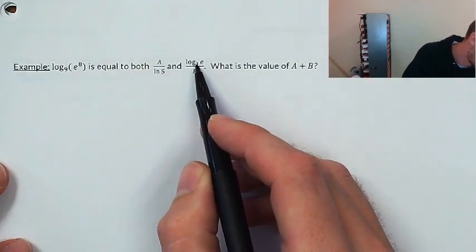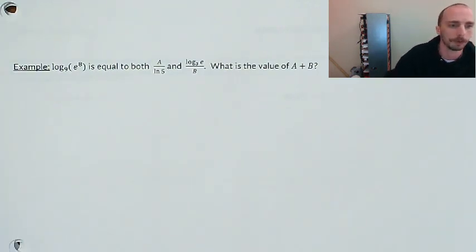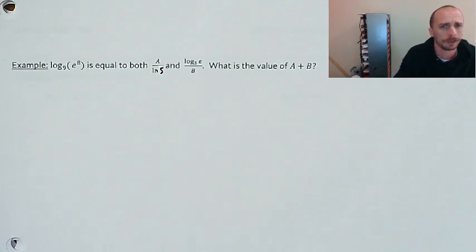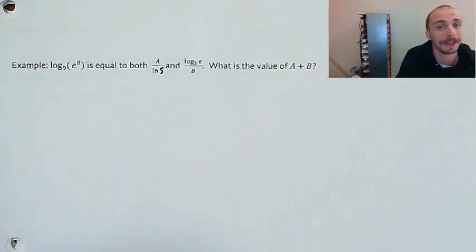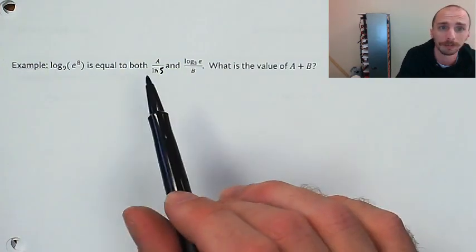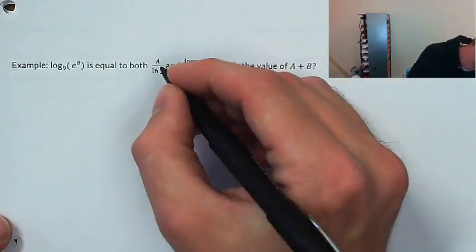And log base 3 of e is equal to natural log of 3 divided by b. What's the value of a plus b? Let me think about this for a second. How do I want to approach this? All right, so after some consideration here, I'm going to change that to natural log 5. I'm not saying that the original version of this question that I took from a textbook wasn't natural log.